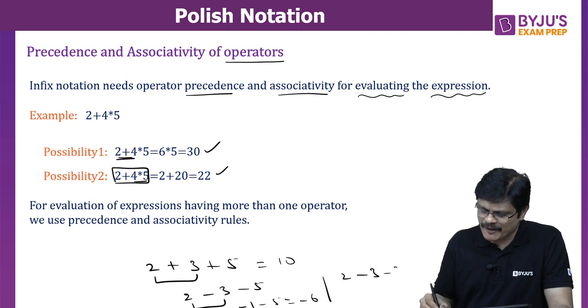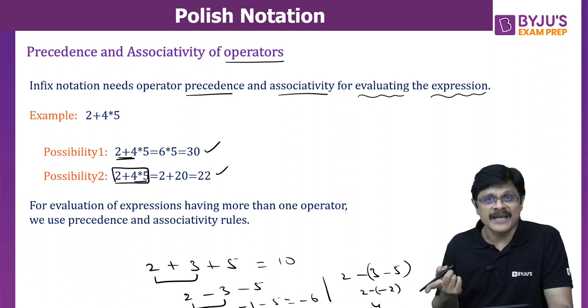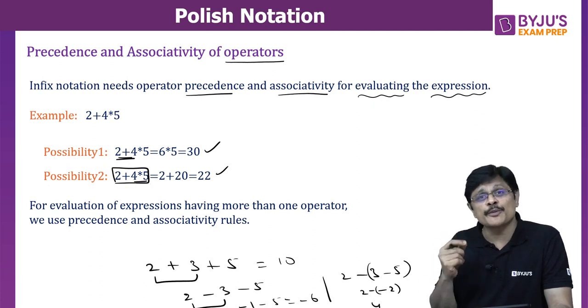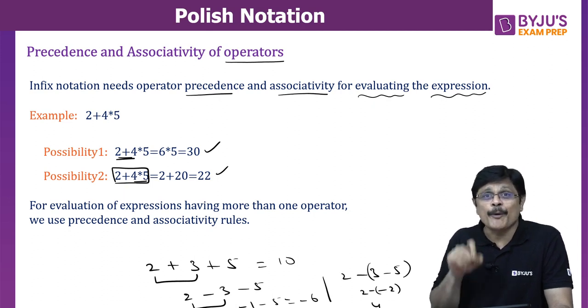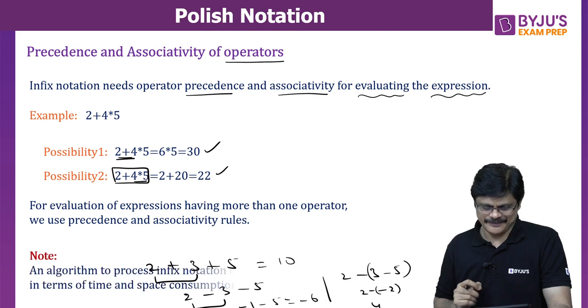But if you do it from right to left, 3 minus 5 is minus 2, 2 minus of minus 2 is plus, therefore it becomes 4. The result will be different. Am I clear? So the associativity also plays a very important role, my dear friends. So that is the problem with infix notation.